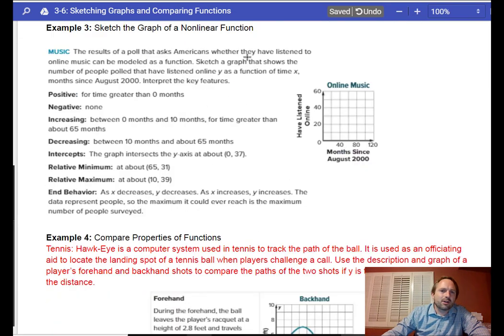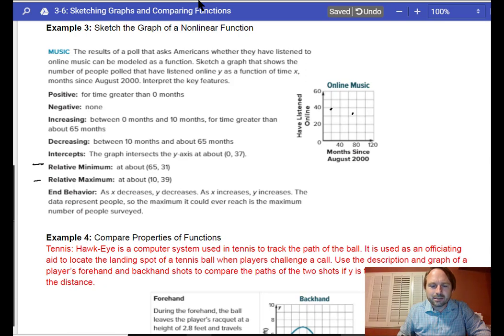So, sketch the graph of a nonlinear function. We're going to have to try it. Let's put the relative minimum and maximum right here. The relative minimum is at 65, 31, which would be right about there. And then the relative maximum is at 10, 39, right about there.